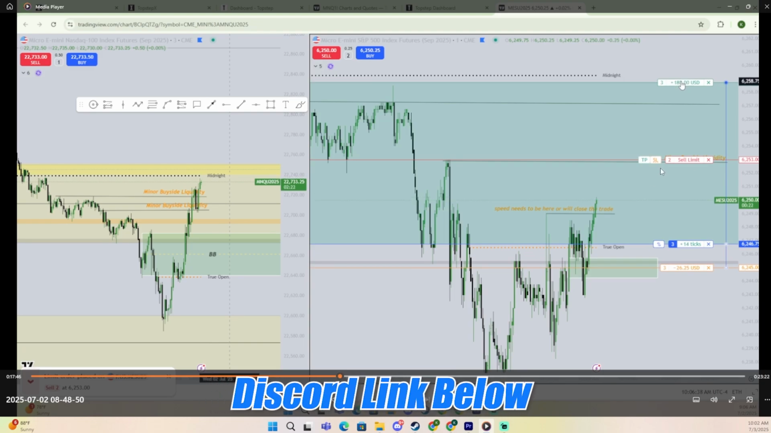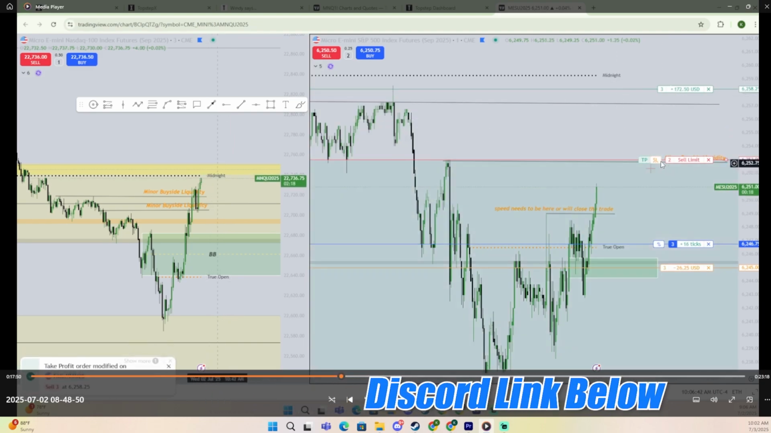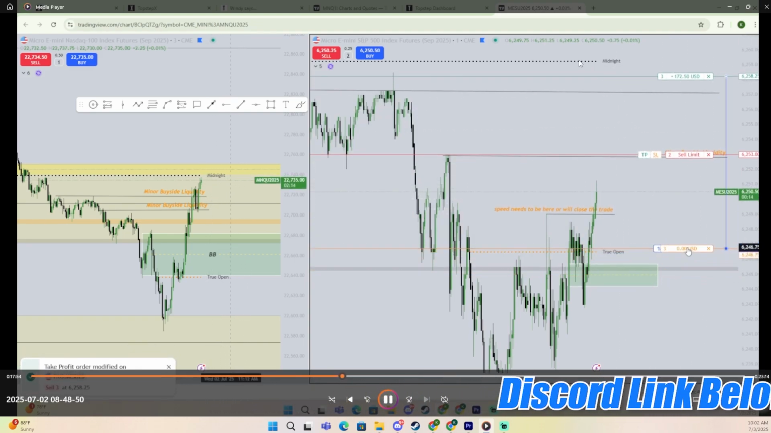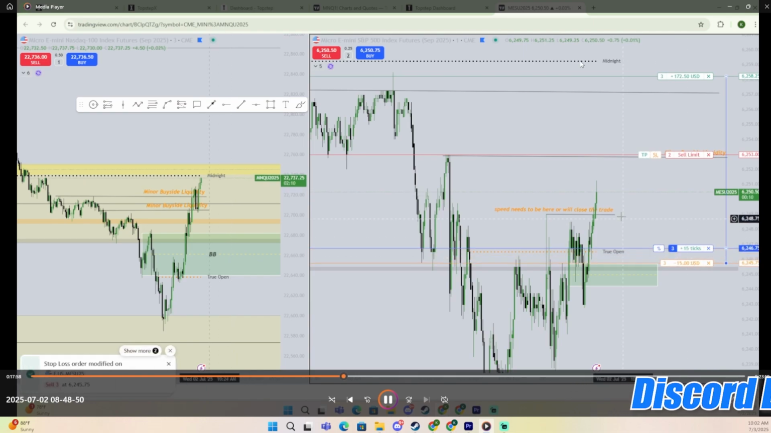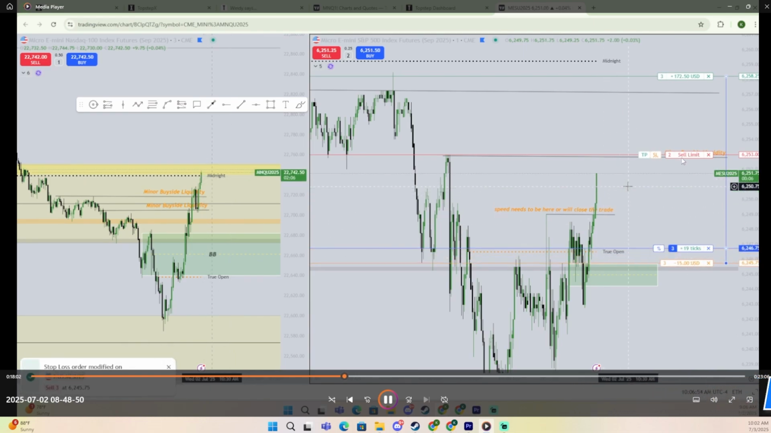This is me setting some limit orders. In this case, I was looking at some limit orders. I was aiming for the full target, the midnight open. I told myself I'm going to go ahead and take some off here. That's that speed I was talking about.